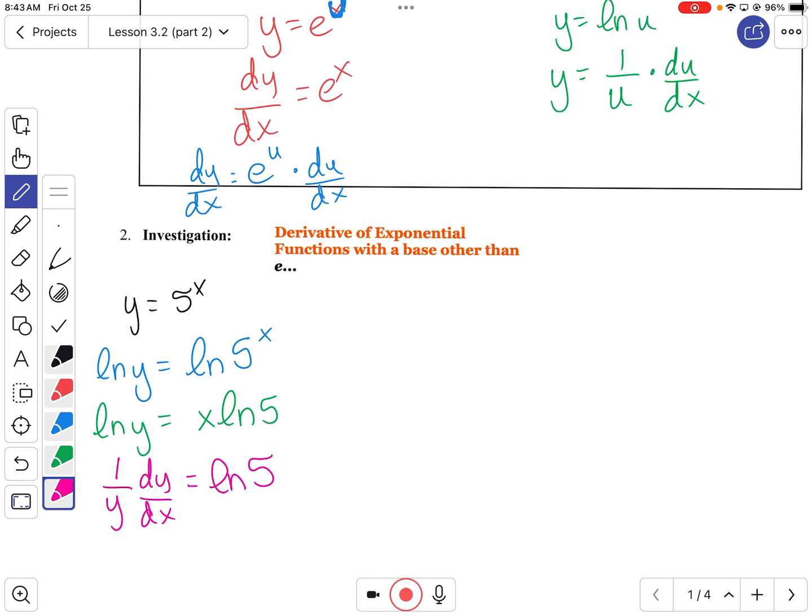Well, if I want to get dy/dx by itself, what do I need to do? Divide by 1 over y, or in simpler terms, multiply by y. So we're going to multiply each side by y. That gives me dy/dx equals y times the ln of 5. Now, here's the thing. Do we have a definition for what y is equal to?